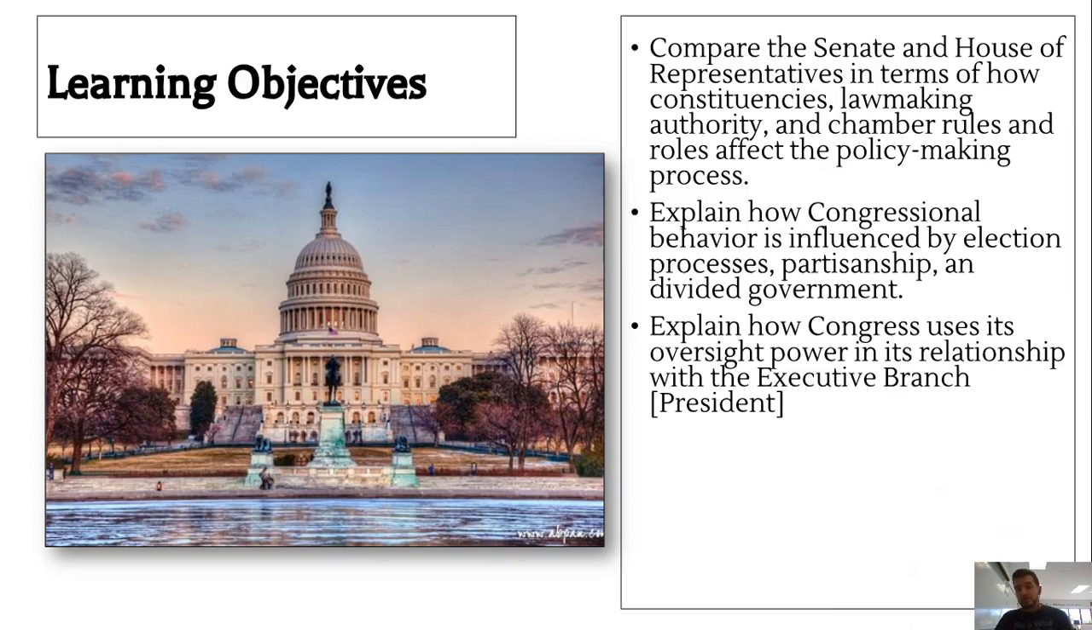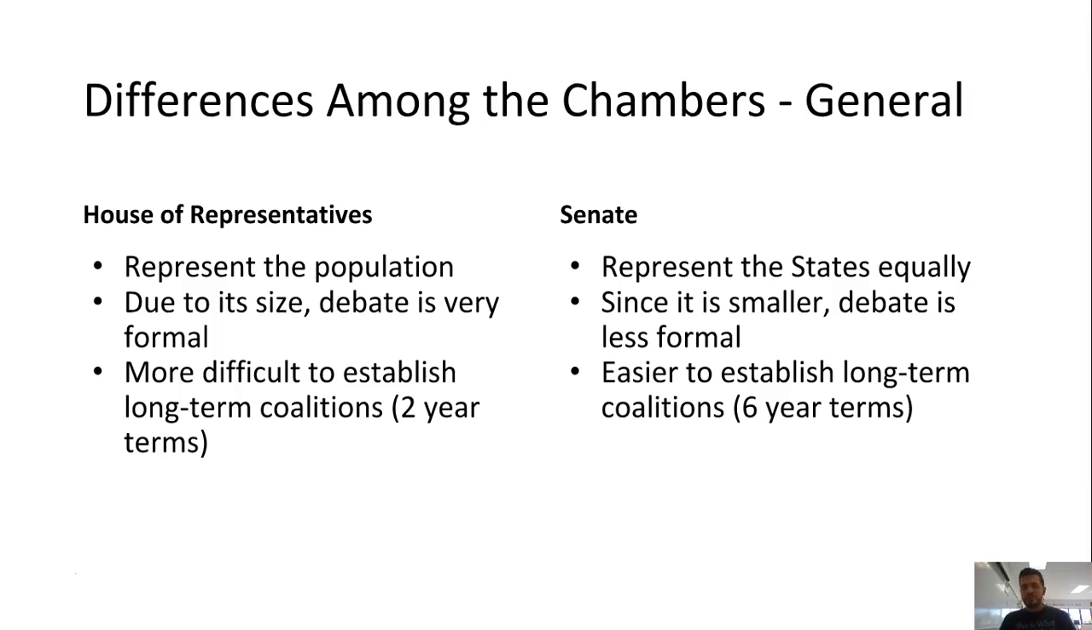So the main thing here, guys, is I'm not going to cover everything about the legislative branch. You guys know already about enumerated powers, implied powers, all kinds of stuff about Congress, but there's a few specifics that you might not know. So that's what we're going to start with. So specifically, let's talk about the differences among the chambers, and we're just going to start in general.